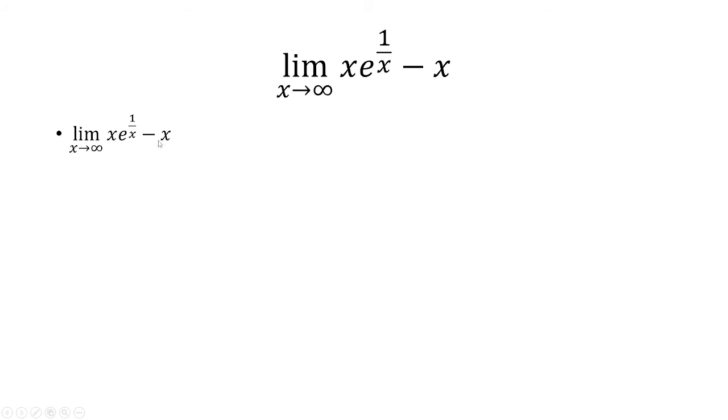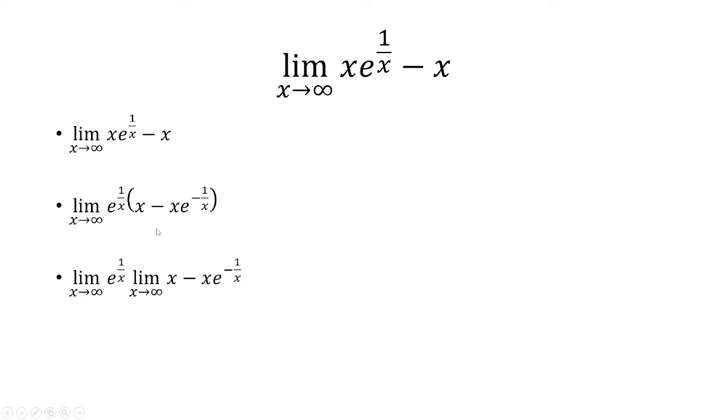So the way I'm going to do that is by factoring out e to the 1 over x. So that leaves me with x for the first term. And the second term, I want the e to the 1 over x to go away. So I'm going to multiply by e to the negative 1 over x. And then I'm going to multiply by x, because here it's just x. From there, I can use a product rule, break it up into two separate limits.